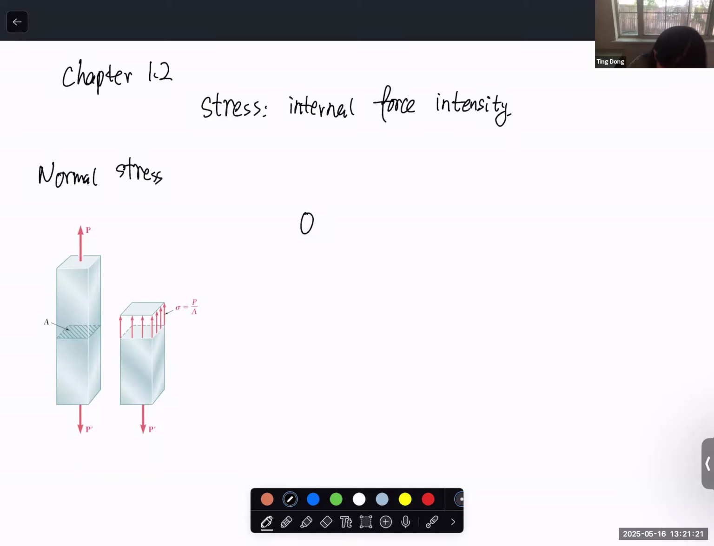So the normal stress we normally put as sigma, and the stress, since it's a force intensity, becomes the force over a cross-section area, and N is the internal normal force. Some textbooks use P, some use N for the internal normal force. It's the same thing. Just want to clear here. Don't get confused when you read a textbook. And A is the cross-section area.